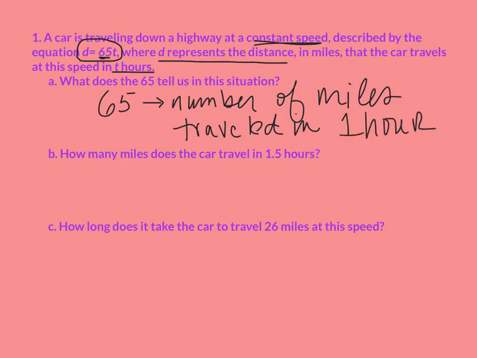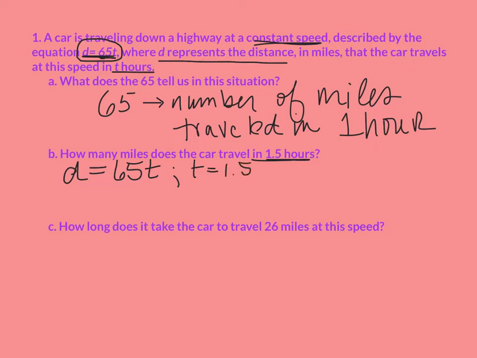How many miles does the car travel in 1.5 hours? While I realize that you'll probably be inclined to simply go ahead and do the math, you really should get in the habit of using that equation. So the equation is d equals 65t. I'm going to put a semicolon here to separate. They tell us the time, so that means they're giving us t equals 1.5.